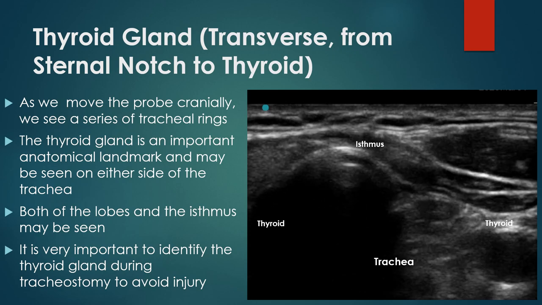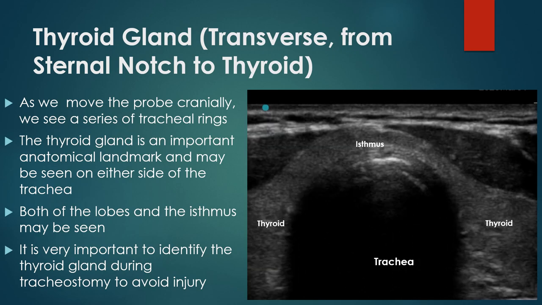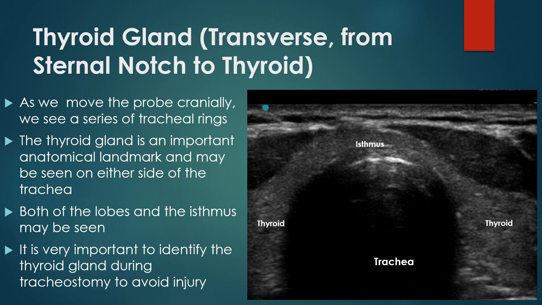The thyroid gland, as you go from sternal notch to the thyroid transversely, which is short axis if you're used to doing a lot of transthoracic echo. But as we move cranially, we see a series of tracheal rings. And what you typically see when you get up to the thyroid gland is the isthmus of the thyroid, and you see both lateral components of the thyroid.